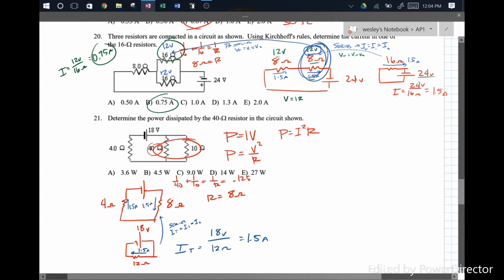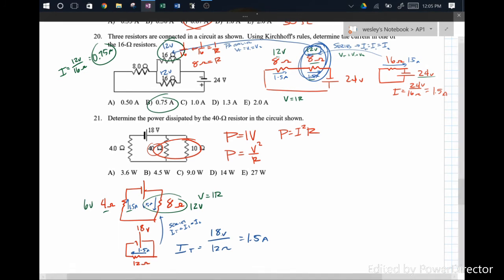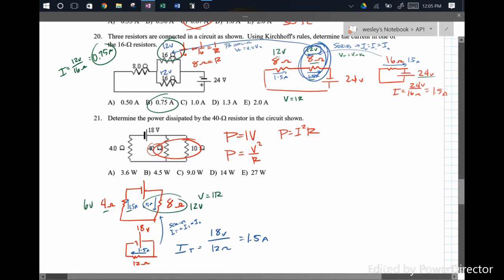Because we know that, I don't need this anymore. Because we know that voltage is equal to IR, I can get the voltage across this 8 ohm resistor. 1.5 amps times 8 ohms gives me 12 volts. 1.5 amps times 4 ohms gives me 6 volts, which makes sense because those things should add up to 18 volts.